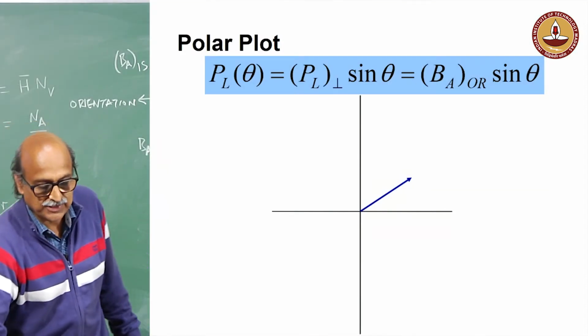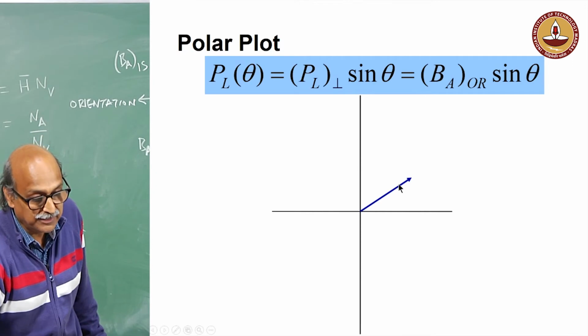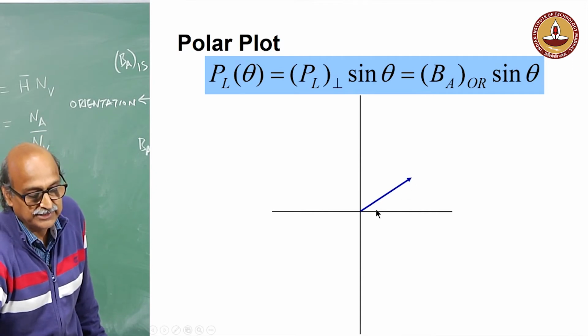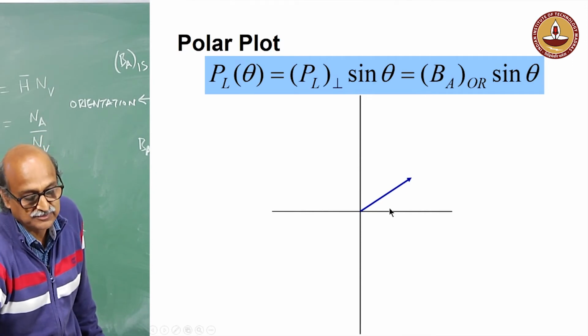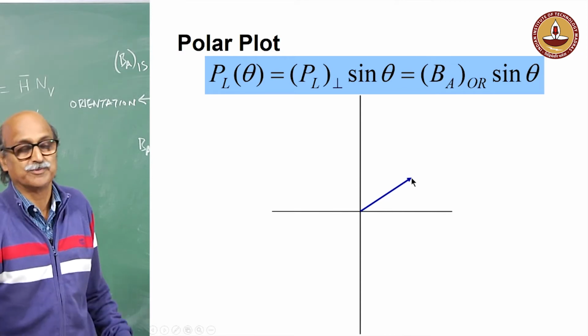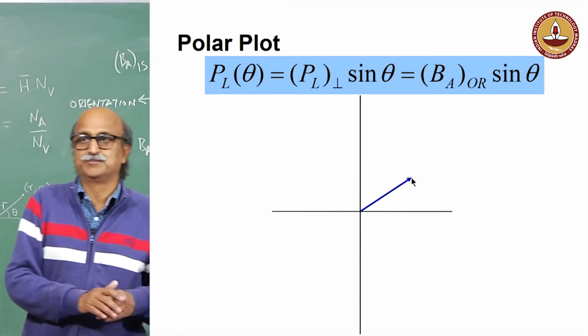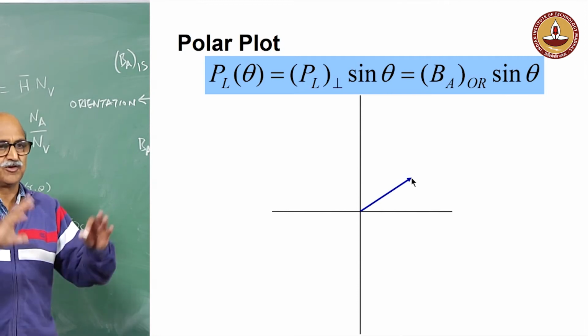So, the end of this vector, the length of this vector is PL theta, and the angle this vector makes with the x axis is theta. So, this point is represented. So, all the points I plot like this, then what kind of a curve am I going to get?